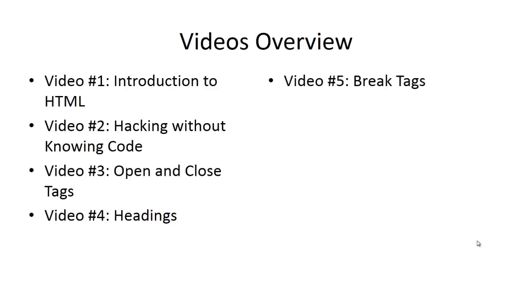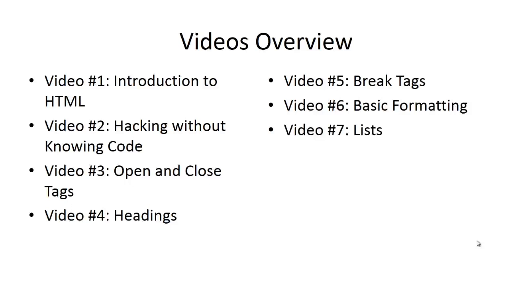Video number 5, we're going to talk about break tags. Break tags allow you to break sentences up so that you have white space in between. This is also good for creating white space between images and everything like that. Video number 6, we're going to talk about basic formatting: underlining, bolding, italicizing, things like that that you are going to run into. Video number 7, we're going to talk about lists, unordered lists and ordered lists.